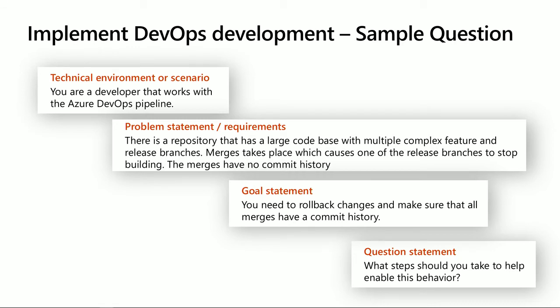All right, so this particular example requires you to know a little bit about fast-forward merges and squash merges, because the question is asking you to roll back changes to make sure merges have a commit history. Does anybody here know anything about fast-forward merges? No? Squash merges, maybe a little bit?